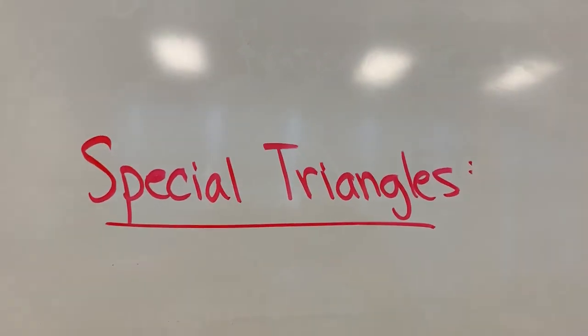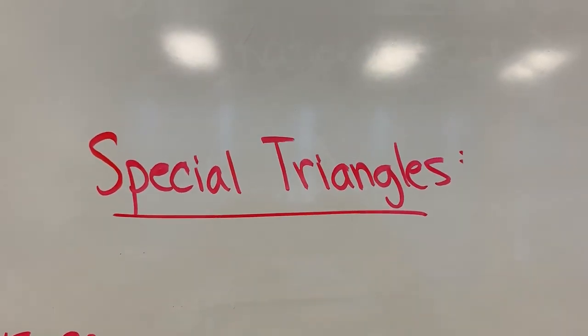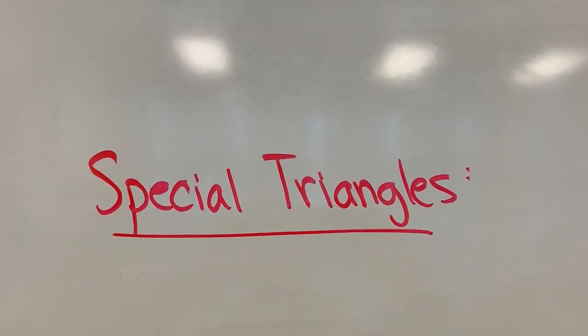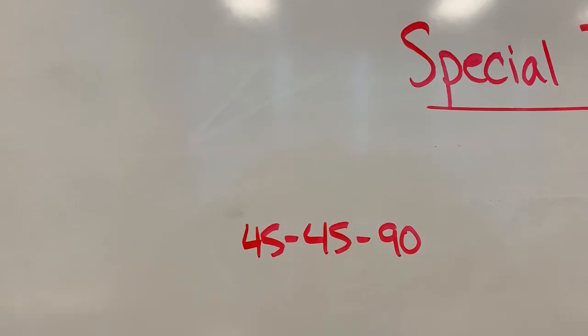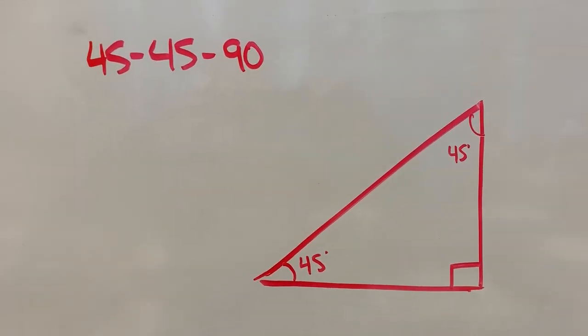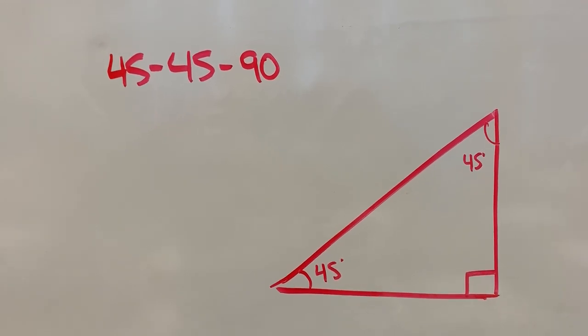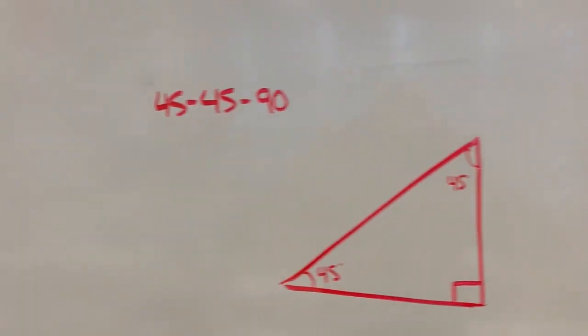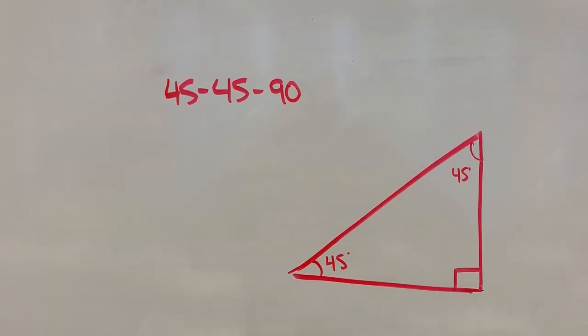And these turn out to be shockingly important to not just Math 20, but especially in Math 30 and beyond. So there are 2 special triangles. One of them has 45, 45, 90. So a 45 degree angle, a 45 degree and a 90 degree angle. And the second has 30, 60, and 90. But we'll get to that one in a second. Let's talk about 45, 45, and 90.